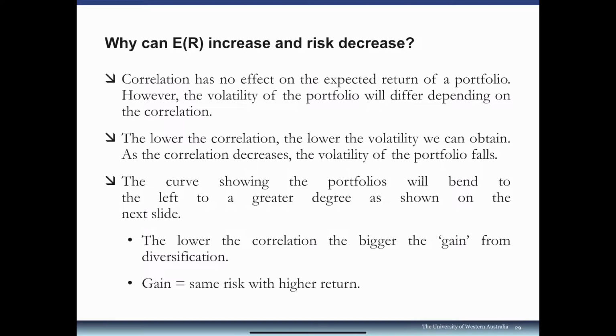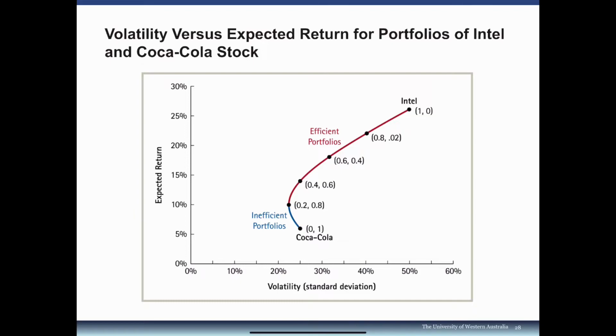So how can we resemble that kind of scenario? Correlation has no effect on the expected return of a portfolio, but the volatility of the portfolio will differ depending on the correlation. The lower the correlation, the lower the volatility we can obtain. As the correlation decreases, the volatility of the portfolio falls. In the previous example, we haven't really told you what the correlation between Intel and Coca-Cola is.